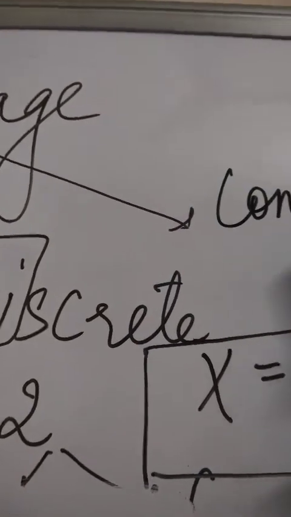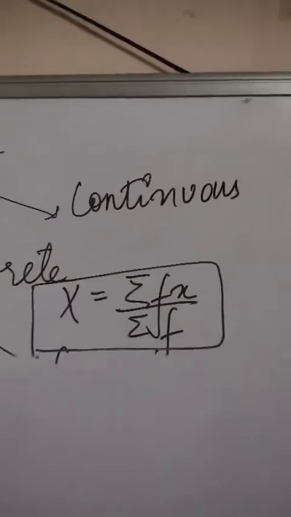Now I can erase this part. Obviously just the formula will be kept, that for individual series what formula you need to use, and then for discrete series, what formula you need to use. The third type of questions is the continuous series.